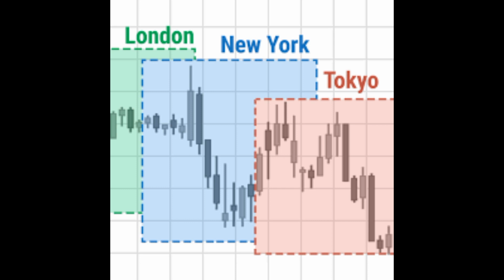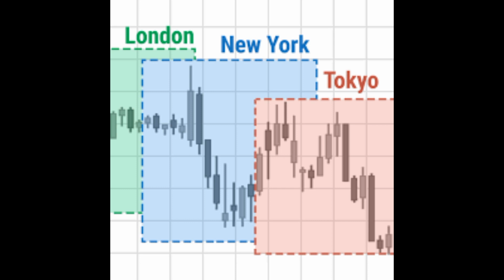Going on to the London session. London is a major financial hub and the session is known for its liquidity and volatility. It often sets the tone for the day and sees increased activity during the overlap with the New York session. Thirdly, the New York session. The New York session is one of the most active sessions with high liquidity. It significantly influences currency movement, especially during its overlap with the London session.